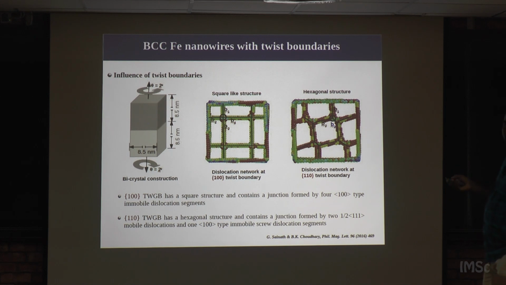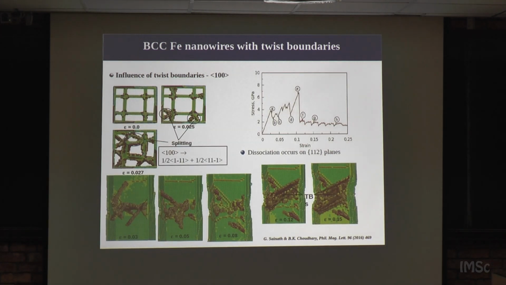This is also called a twist boundary in the grain boundary literature, and this structure also depends on the orientation of the nanowire. If the orientation is 100, then you get a structure like this, and if the orientation is 110, you get something like a hexagonal structure. When we applied tensile loading to that kind of system, we can see that the network basically gets split into two dislocations, and then with increasing strain, at some point the nanowire becomes completely defect free again. It means all the dislocations go to the surface.